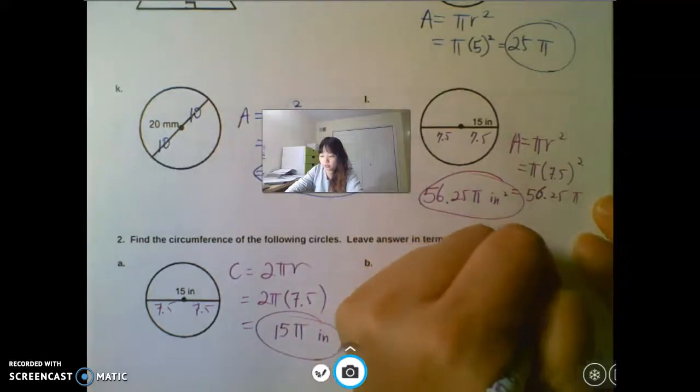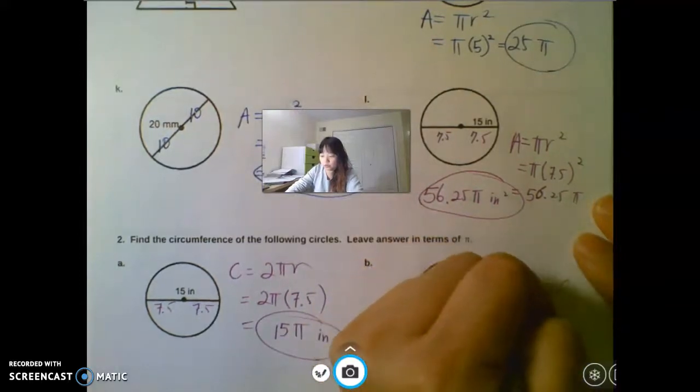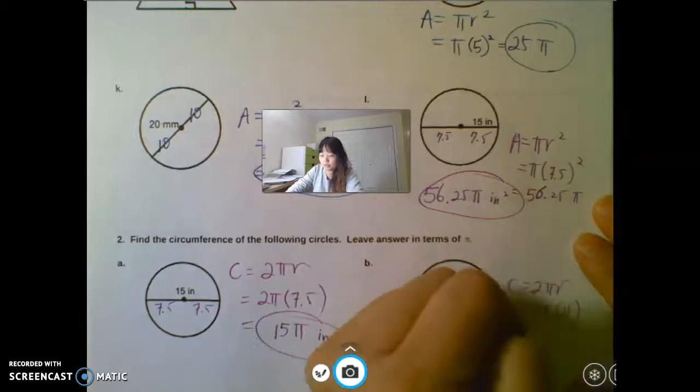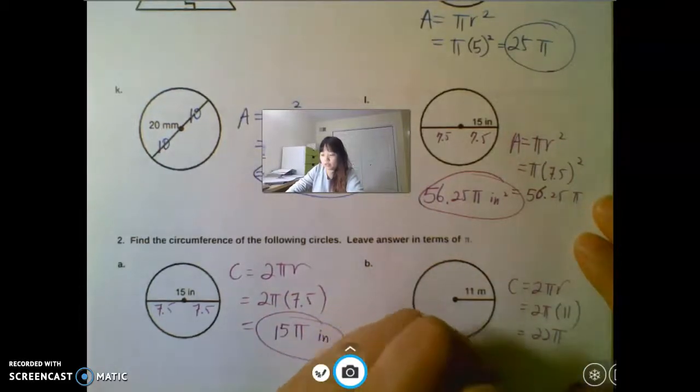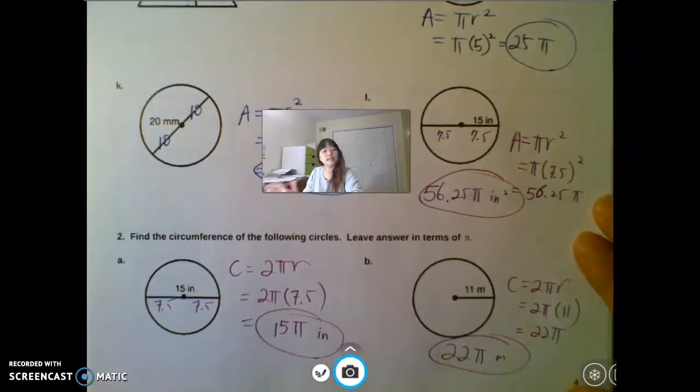Last one, 2 pi r. 2 times pi times 11. 22 pi. So it'll be 22 pi meters. And that is it.